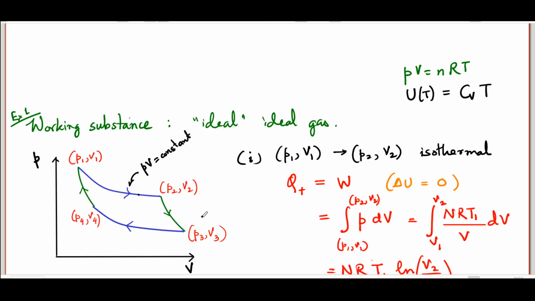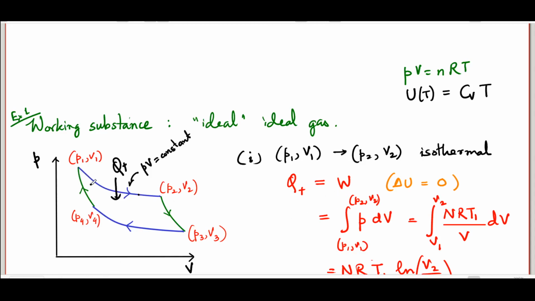Now, for this isothermal expansion, we can easily calculate how much Q plus is. Remember, U depends only on temperature for an ideal gas. In particular, for the special kind we are taking, it's just proportional to the temperature. Here, the expansion is isothermal, so there is no change in internal energy. Delta U is 0. As a result, Q plus, the heat which goes in here, is actually equal to W.